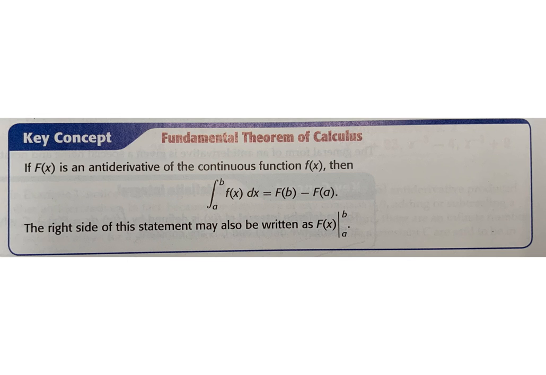You can do that by taking the antiderivative and plugging in the top bound and then subtracting from that what happens when you plug in the bottom bound. And that gives you the actual area under the curve of whatever function you have.